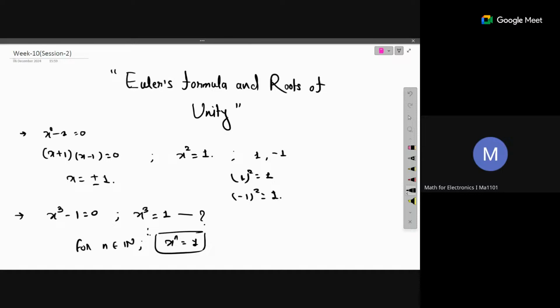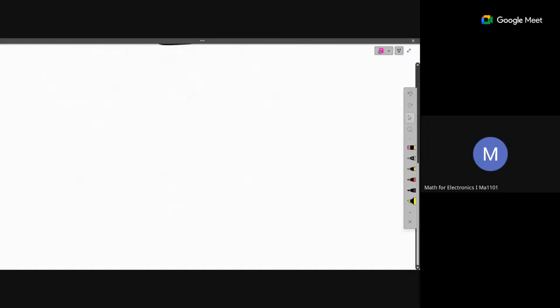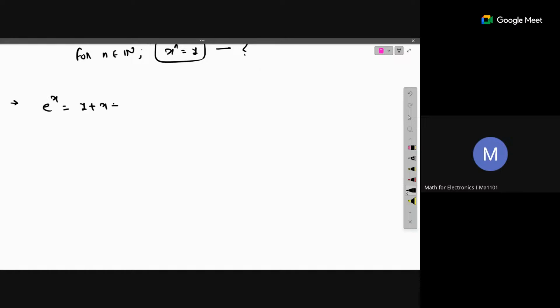So how can we do that? For that we use Euler's formula. Before Euler's formula, we try to explain what the exponential e to the power i theta is. We know that e to the power x is a function which we define via the power series: 1 plus x plus x square by 2 factorial plus x cube by 3 factorial and so on. This is the general power series associated with the function e to the power x.